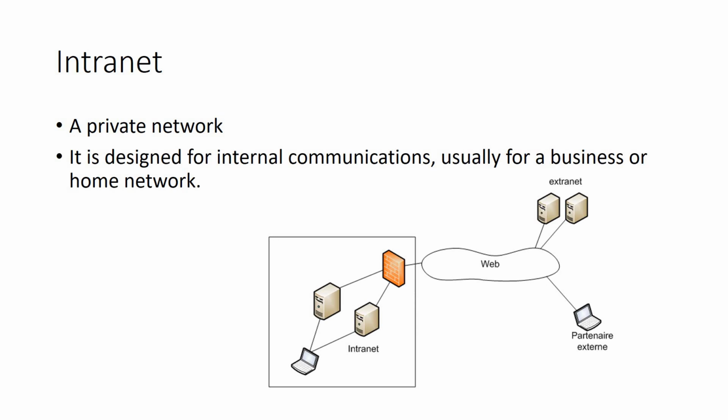Intranet. Intranet is a private network. It is designed for internal communication, usually for a business or a home network. Now, the difference between an intranet and the internet is that it usually has a block, such as this example here, where several computers can be on a network, but before it goes to the web, there's actually some kind of a firewall or some kind of way to stop just any traffic from coming in.